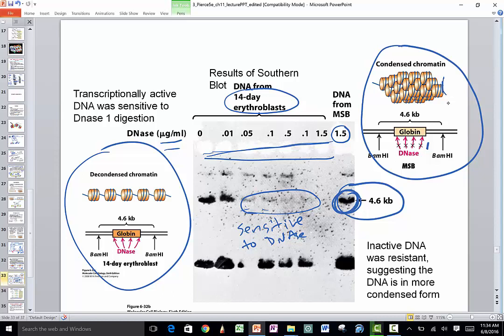So this gene, the beta globin gene, or the hemoglobin gene, is correlated or associated with decondensed chromatin in erythroblasts, where it's highly transcribed, and it's associated with condensed chromatin in these other cells, these MSB cells, that are not transcribed.